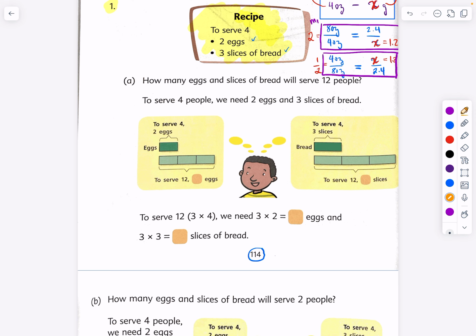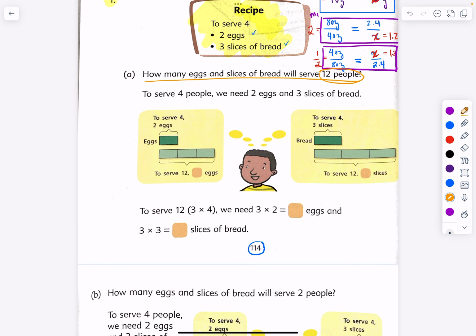Now let's take a look at the question. How many eggs and slices of bread will serve 12 people? Again, we can do this with bar models, but I'm going to suggest sticking with the same setup. Set up your proportions. Yes, we can do the bar models, but I would like to show you a slightly different, simpler way, less drawing. So, what is given? 4 people are served with 2 eggs and 3 slices of bread, right? That is given.